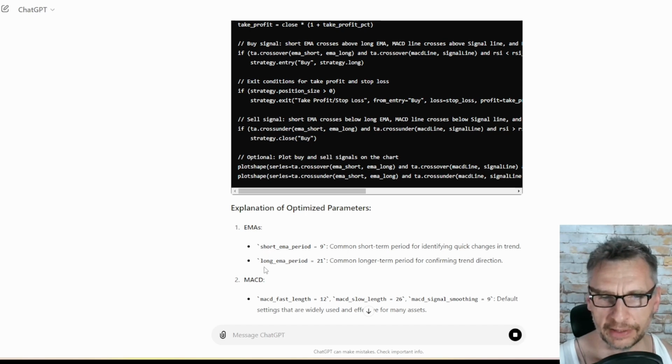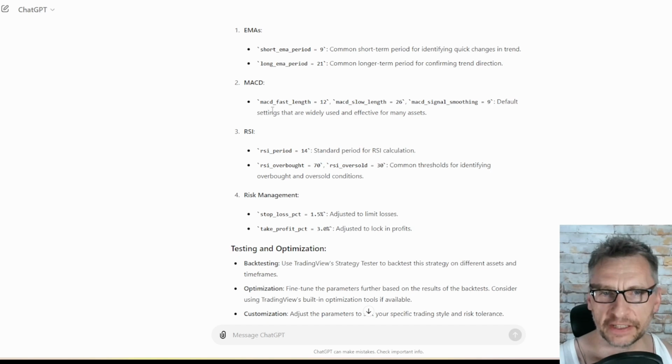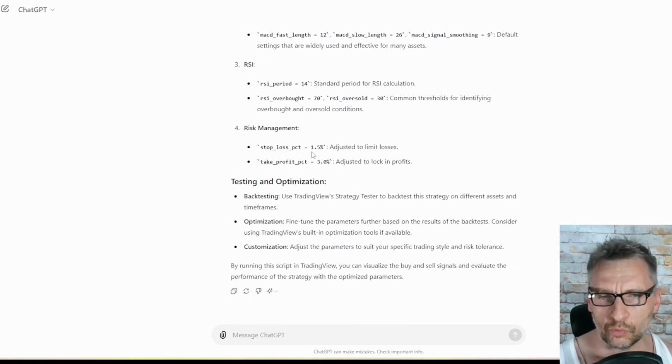Short EMA period 9, long EMA period 21. So you can adjust these to your liking. MACD fast length 12, slow length 26, and signal smoothing at 9, default, and RSI period 14. Overbought at 70, oversold at 30. Stop loss at 1.5% and take profit at 3%.